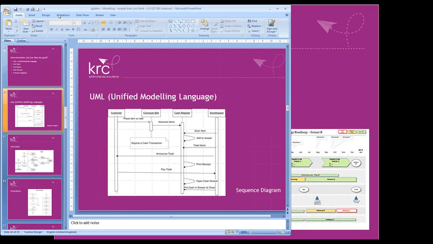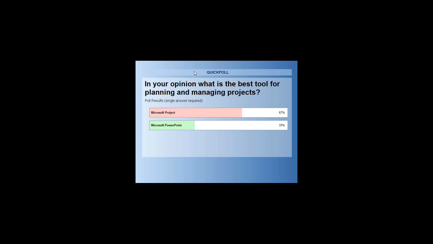My screen might go a little bit funny as I do this, and I will correct it. So if we have a look at the poll. Okay, so let's have a look. I'll be truthful to everyone on the webinar, I thought it was going to be a lot closer than that. About two-thirds are going for Microsoft Project, but I do think it's quite interesting that 1 in 3 people think that if they were going to try and manage a project, they'd actually rather use PowerPoint.